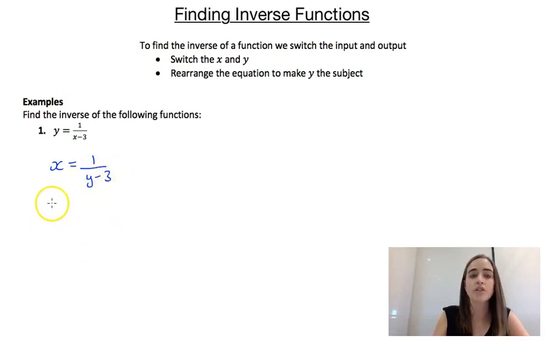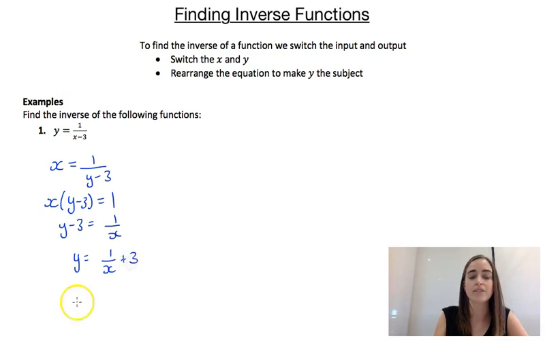So I'm going to multiply both sides by that y minus 3. So I'm going to have x outside of y minus 3 is equal to 1. Then I'm going to divide by x. So I'm going to have y minus 3 is equal to 1 on x. And then I'm going to add 3 to both sides. So I'm going to have 1 on x plus 3.